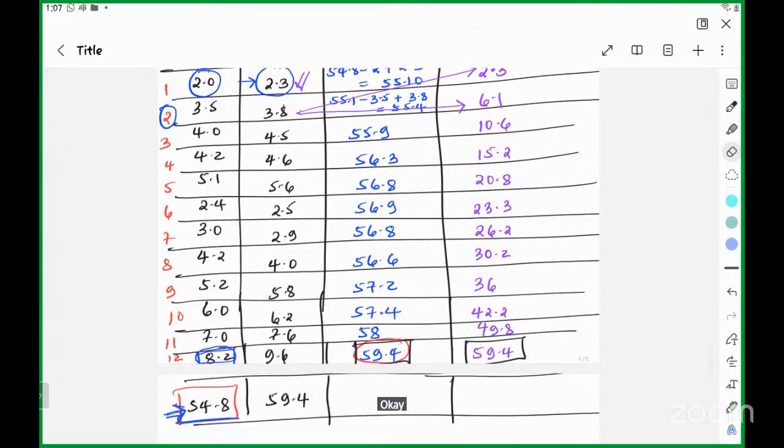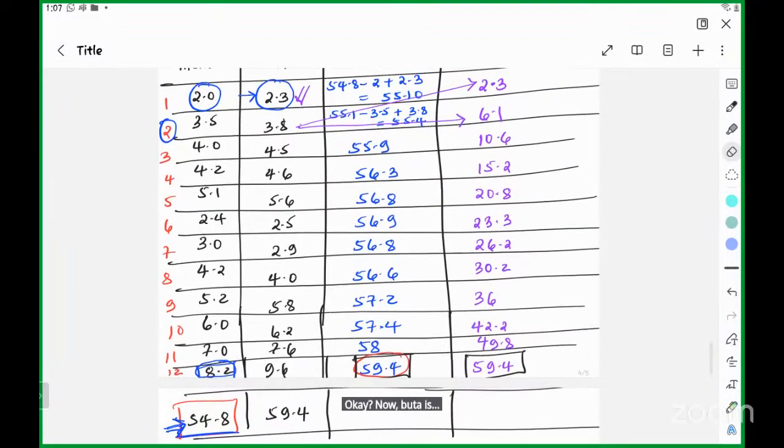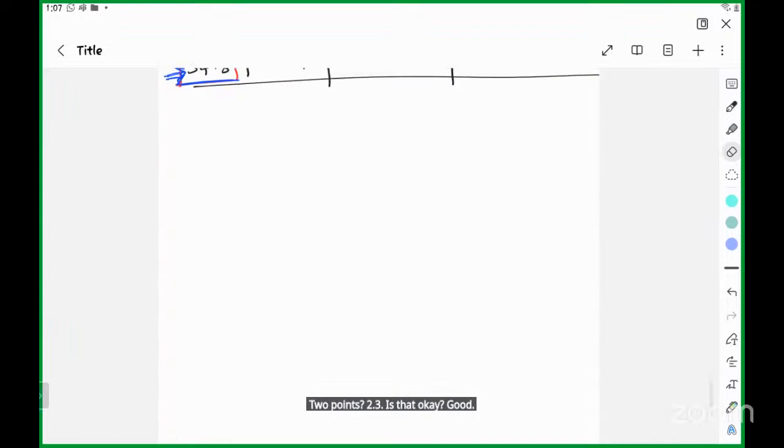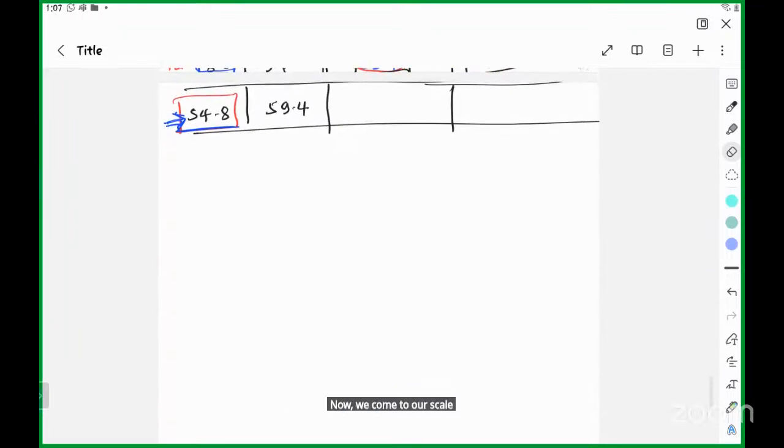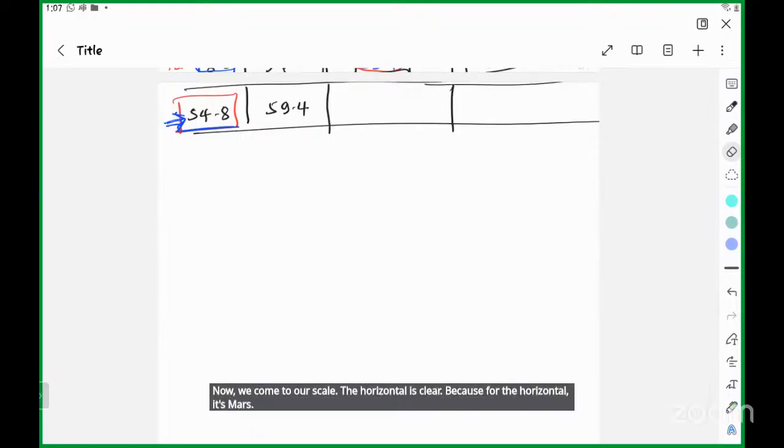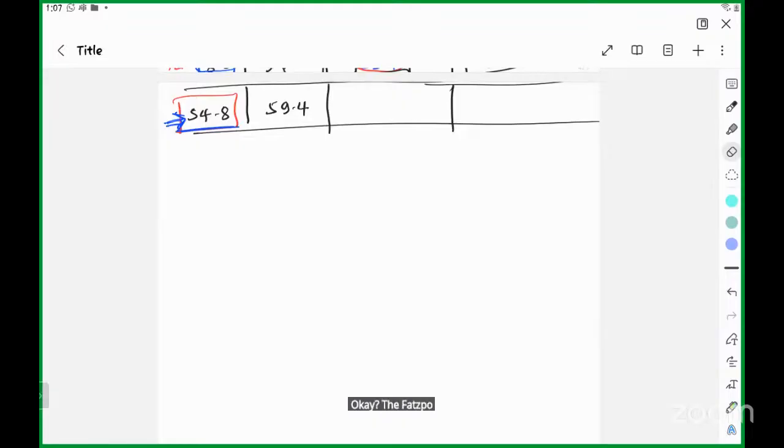Now, beauty is, what's our highest figure among what we should plot? 59.4. And what is the least amongst what we should plot? 2.3. Is that okay? Good. Now we come to our scale. The horizontal is clear because for the horizontal it's months. The vertical scale is a mix.